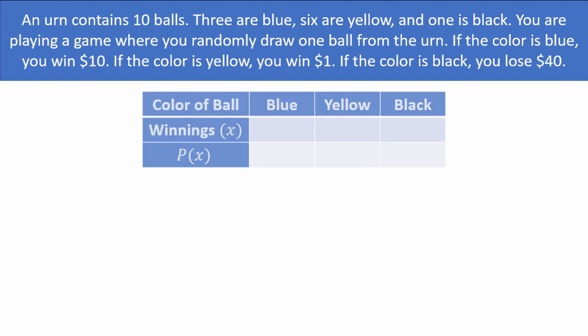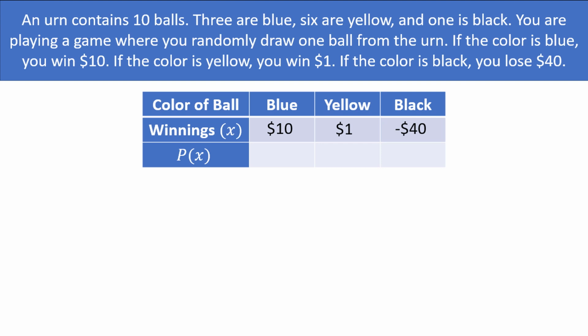We can summarize the results of the game in this table. The color of the ball that you draw could either be blue, yellow, or black. If the color is blue, you will win $10. If the color is yellow, you win $1. And if the color is black, you lose $40, which we represent by negative 40.